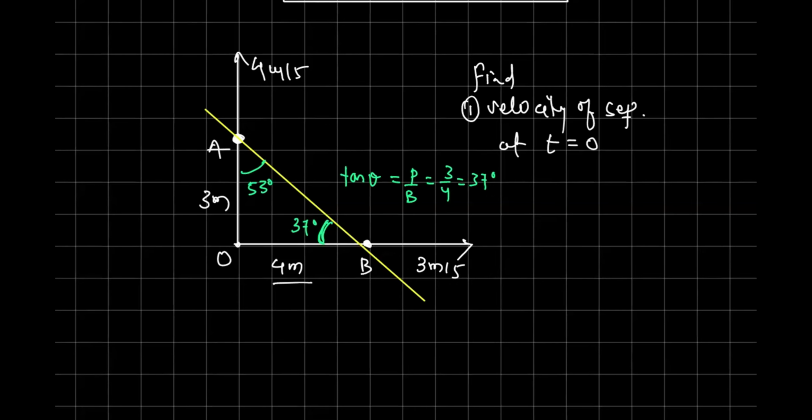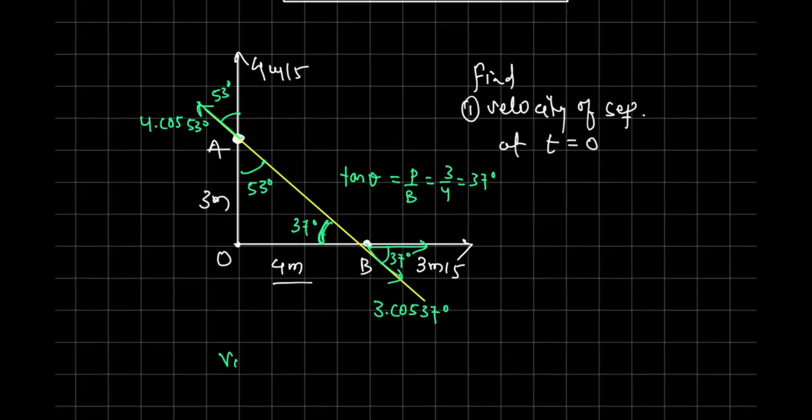If you take the component of this velocity 3 in this direction, this angle is 37, so this angle is also 37, vertically opposite angle. So it will be 3 cos 37 along this line. And for particle A, the component of velocity along this direction, this angle is 53 degrees, so I can say it is 4 cos 53.